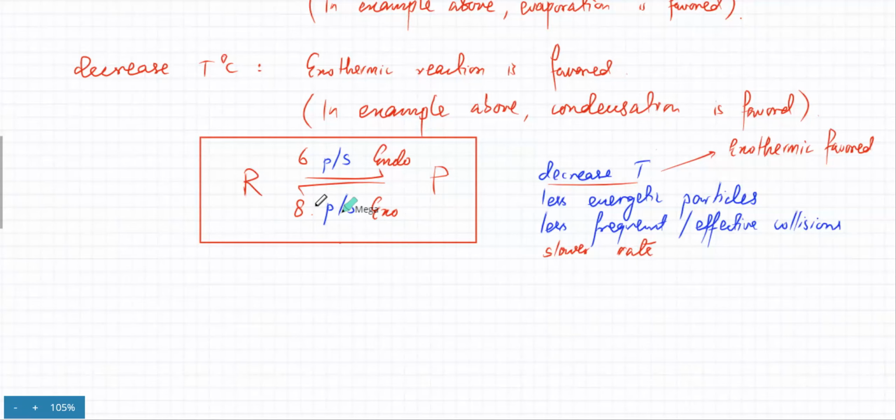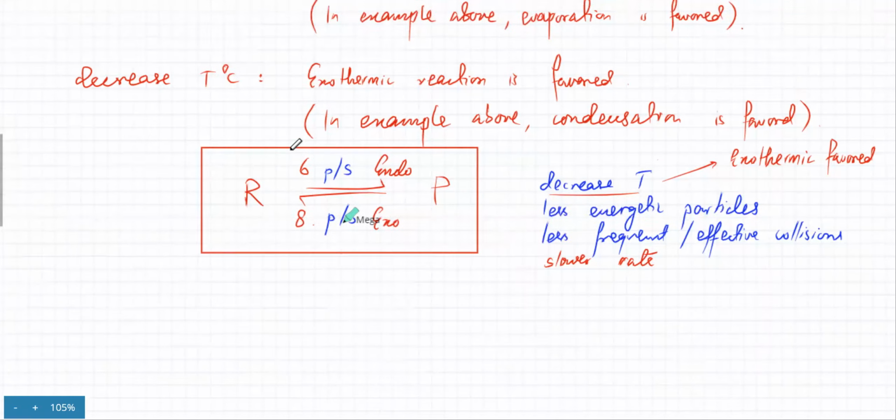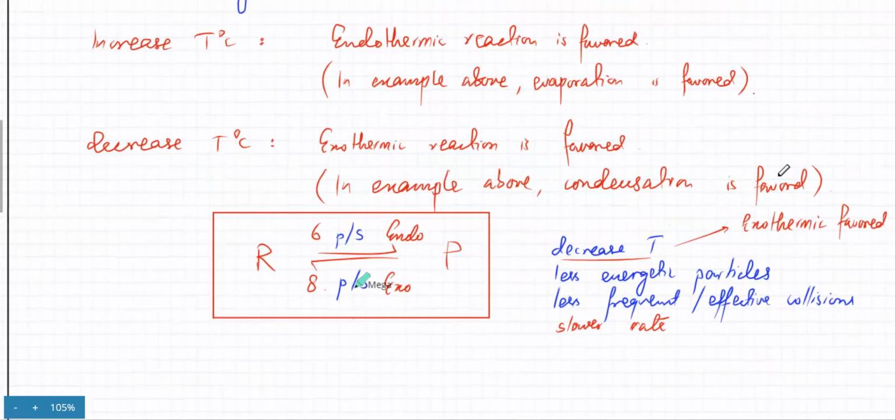Initially, it was actually fast. It was 12 particles per second. They're both actually slowing down. Whenever you decrease temperature, the concept of rate of reaction suggests that the particles have less energy, so there are going to be less frequent and effective collisions. So the rate of reaction would be slower. Both reactions are going to be slower. But one of the reactions, according to Le Chatelier's principle, would still be faster compared to the other one. So remember this point. Never use the word speed over here.